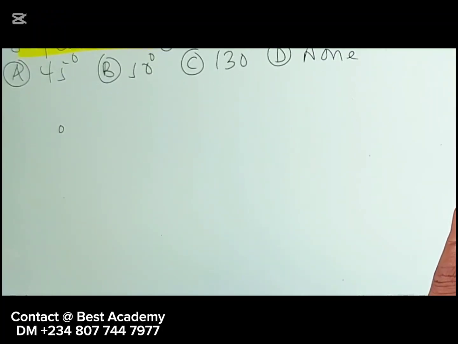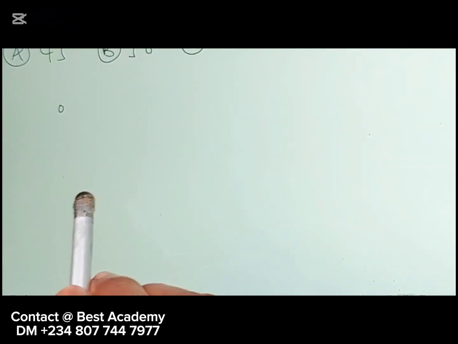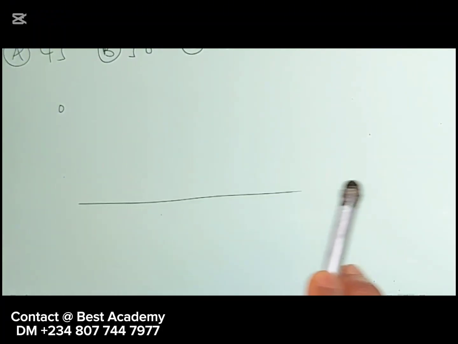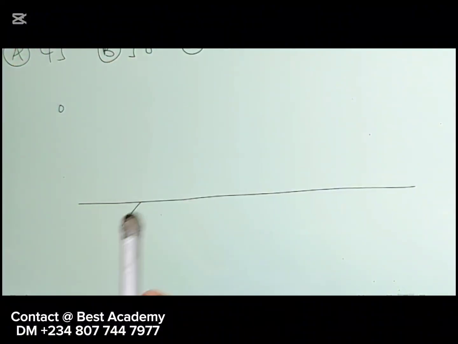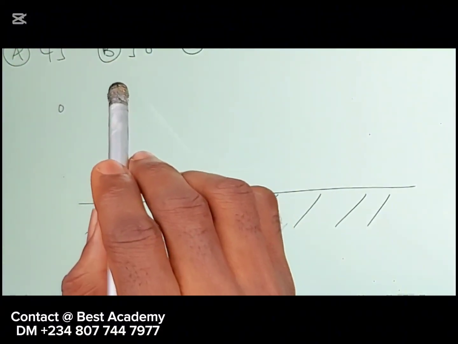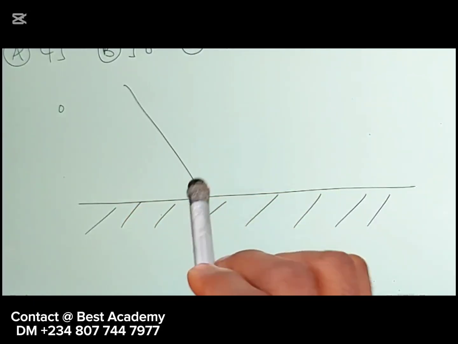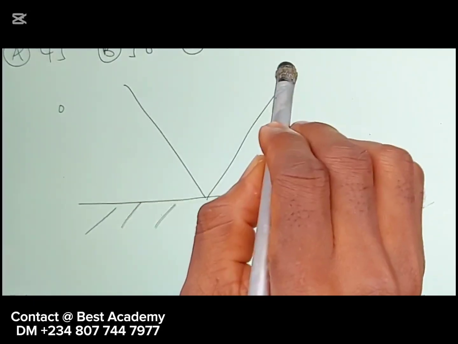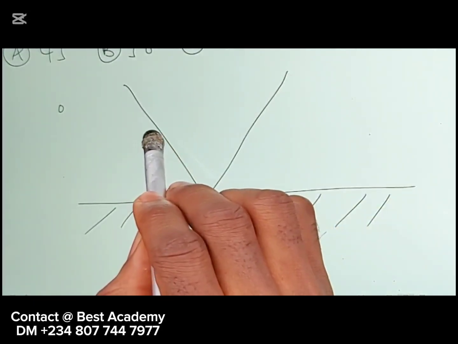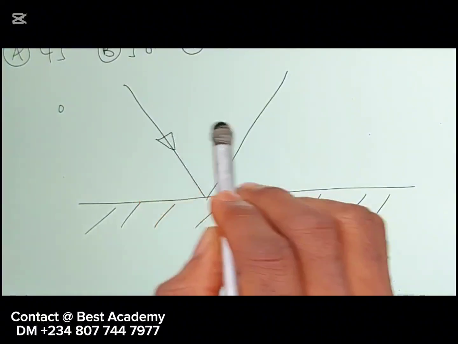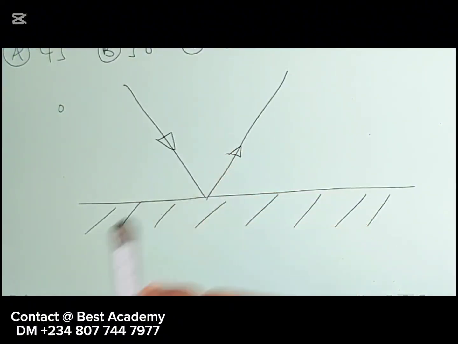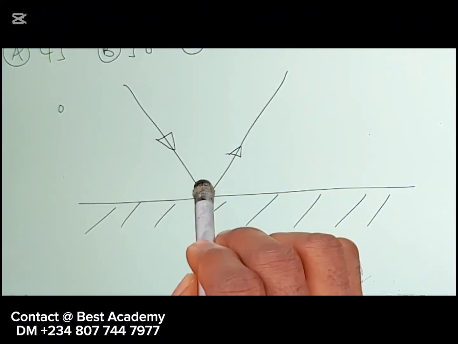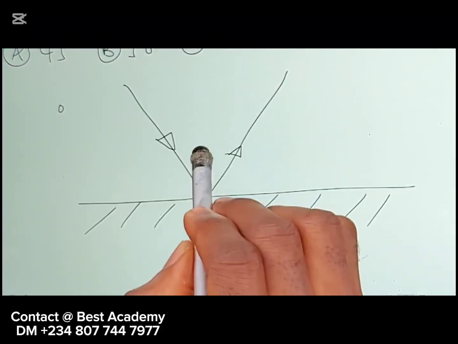That means I have this plane mirror here. I have this plane mirror. Okay, I have this incident, I have this reflected. Though the incident is always this arrow, the reflected is this arrow here. Okay, so I have normal, this is the normal here.